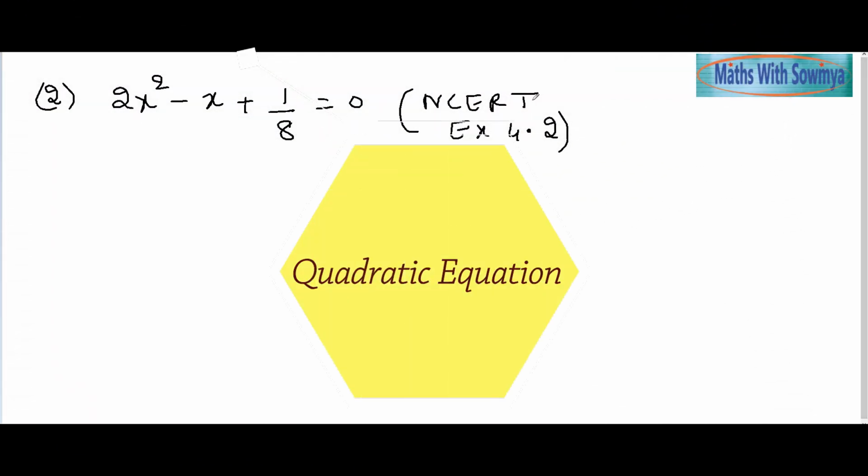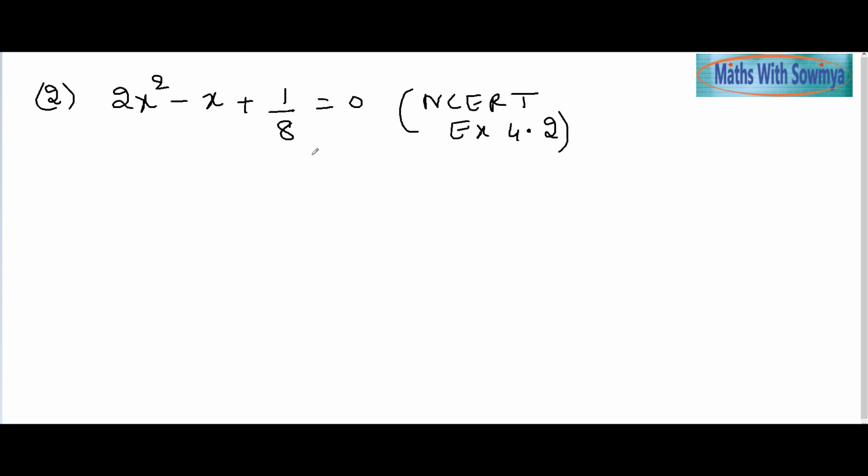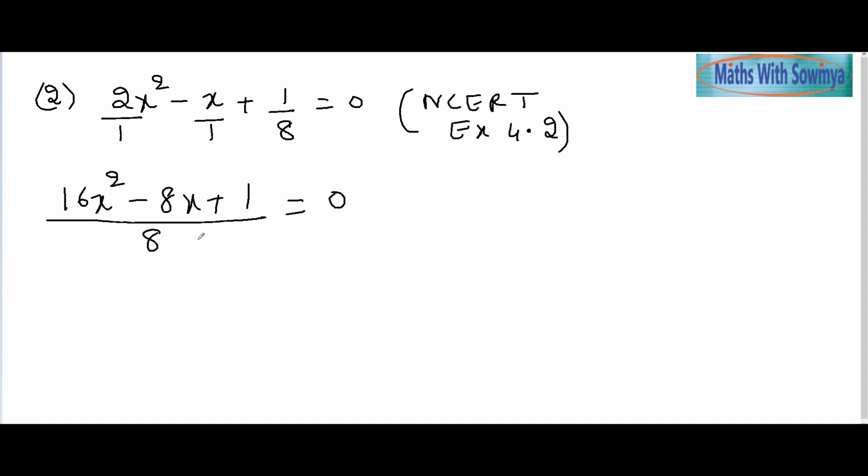In this question from NCERT, exercise 4.2, we have to find the roots of this equation. So, very first, take the LCM. 8 is your LCM. Now, here nothing is there, 1 will be always there. So, 1 into 8, 8. 8 2s are 16x square minus 1 into 8, 8. So, 8x plus 8 and 8 get cancelled. 1. So, 0.